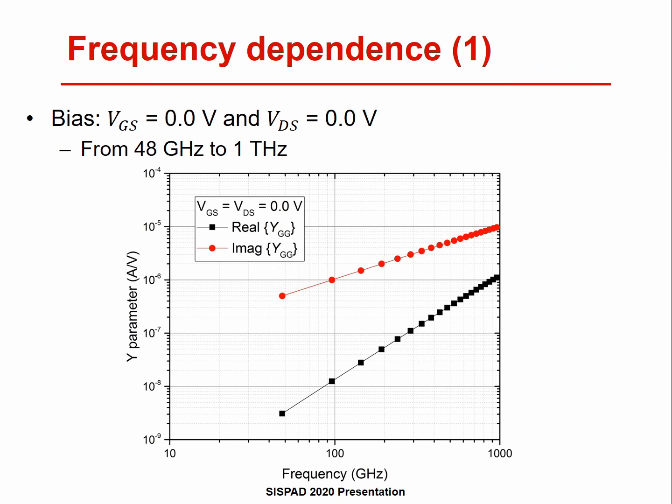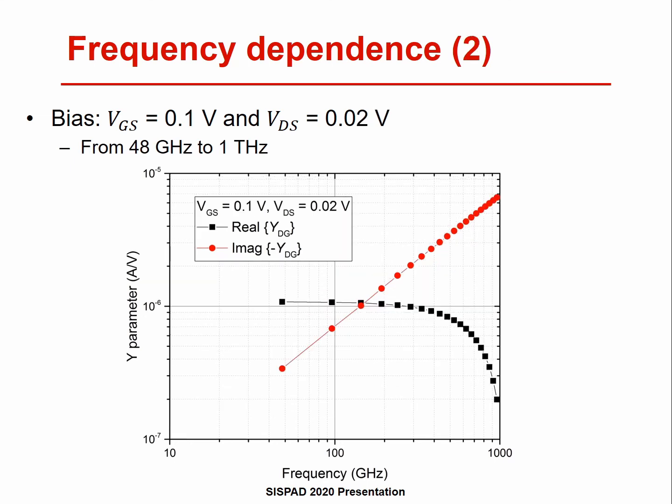The gate admittance Y_GG is shown. Both of the gate and drain voltages are zero. As discussed before, the minimum non-zero frequency is limited to 48 GHz in this example simply because the energy spacing is 0.2 millielectron volt. The imaginary part related with the gate capacitance linearly increases with the frequency.